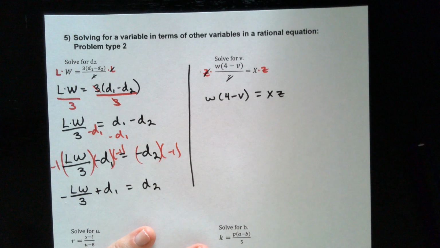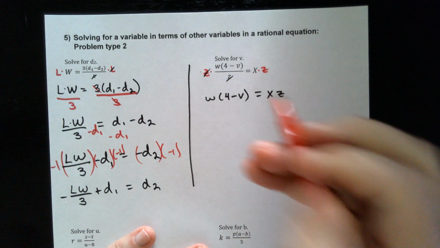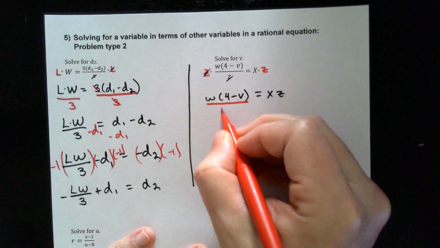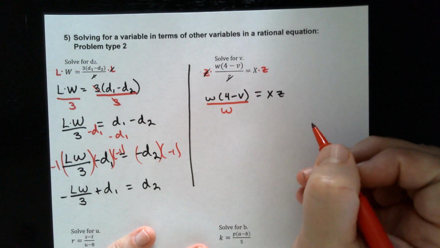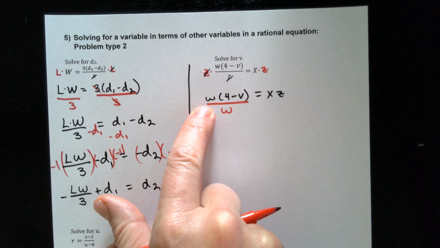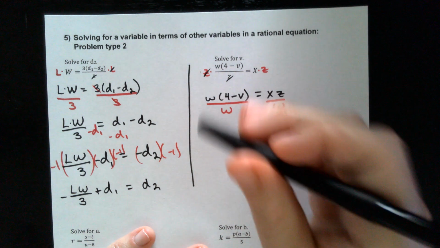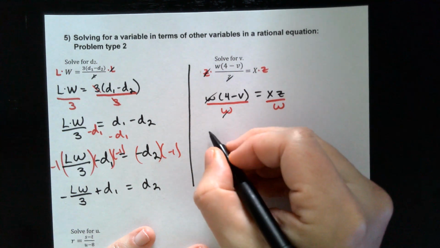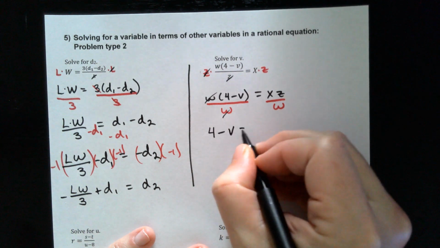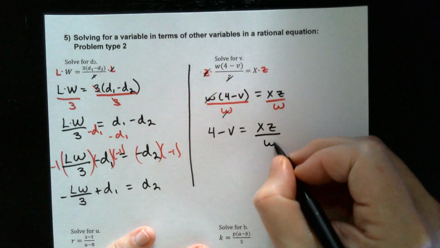Okay, and now we still want this, but we've got a parentheses with this outside of it. So I can do what I did last time. I can divide by that thing that's out front. Last time it was a number, right? It was the 3, but this time it's a variable, w. Either way, you can still do it. So it will cancel right here, giving you 4 minus v is equal to xz over w.